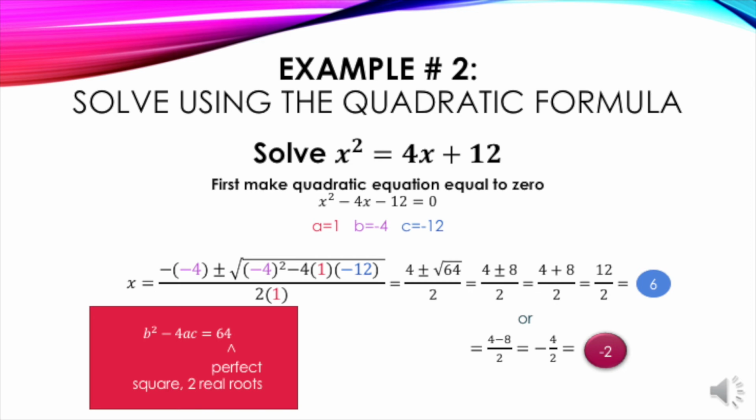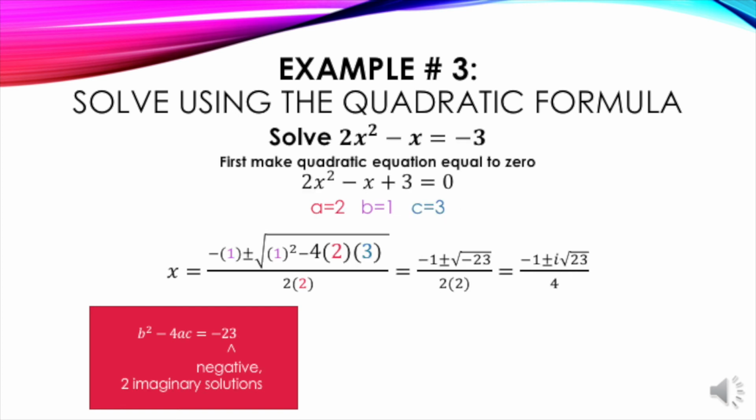If we go back to our quadratic formula, we have 4 plus or minus the square root of 64, all divided by 2. We know the square root of 64 is 8. So our two answers are 4 plus 8 divided by 2 and 4 minus 8 divided by 2. So our two solutions are 6 and negative 2. Your teacher might say two roots, 6 and negative 2. Again, two real roots.